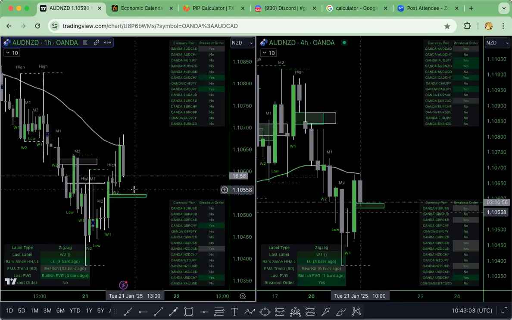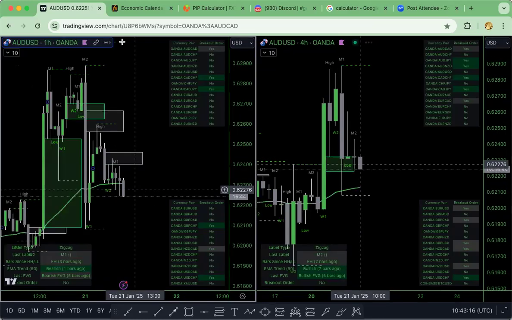There's a 4-hour buy on AN. Now you're just looking for price action to pull back into this FVG on the 1-hour, give you a W1 or a W2 and continue, or it's going to create a new FVG on the 1-hour chart for entry.